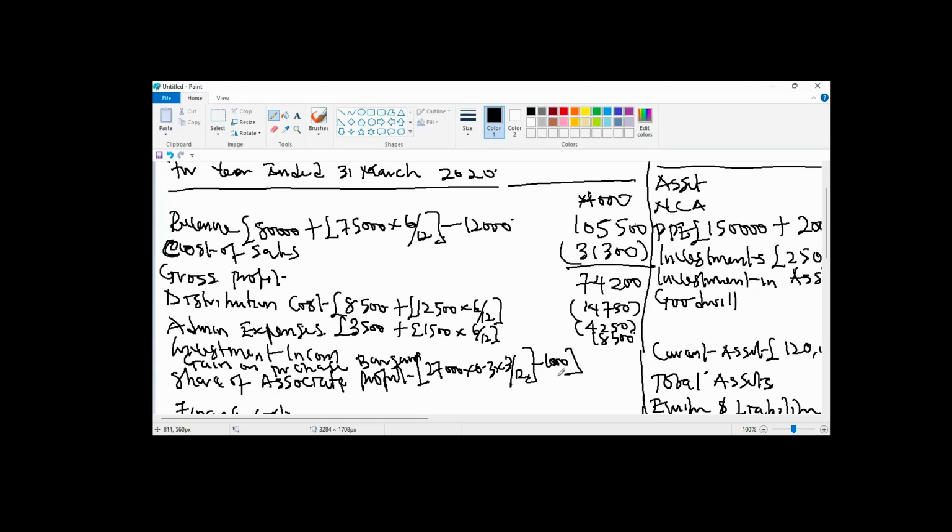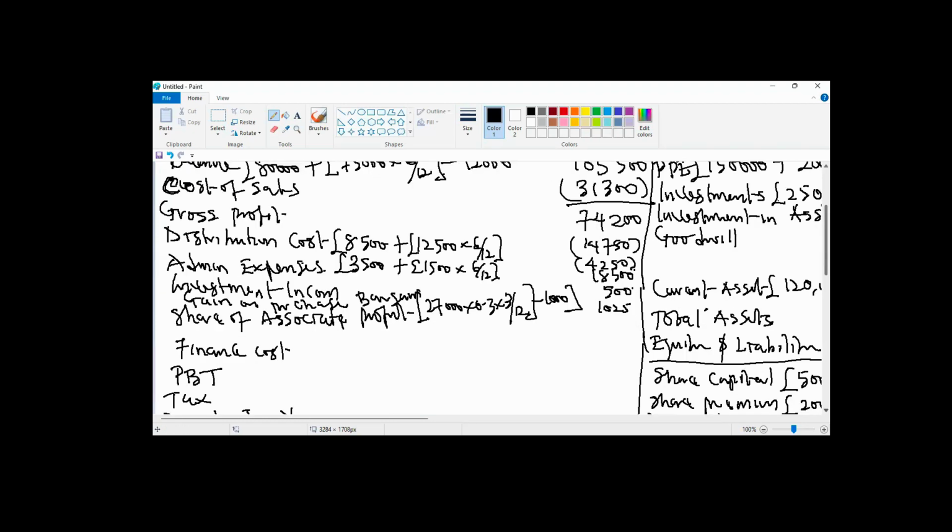Gain on bargain purchase, 18,500. Investment income, 500. Share of associate profit, 1,025. Finance costs: zero plus 1,000 times 6 over 12, 500.